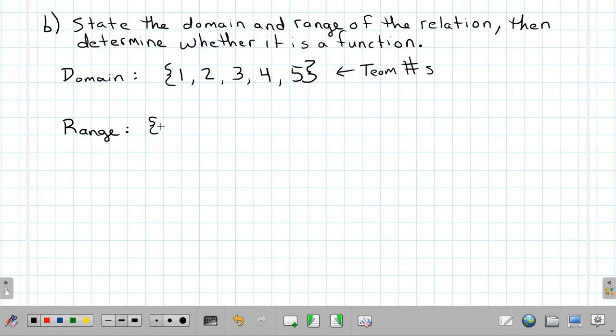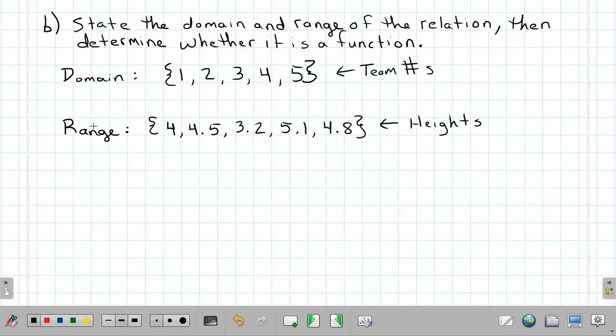The range is going to be 4, 4.5, 3.2, 5.1, and 4.8, which once again corresponds to the height. And once again, definitions of domain and range. Domain has all of the values for the independent variable, which are the team numbers. The range has the values of all the dependent variable, or in this case, the height.